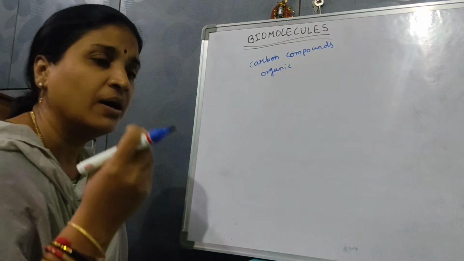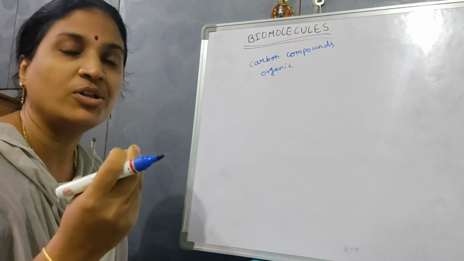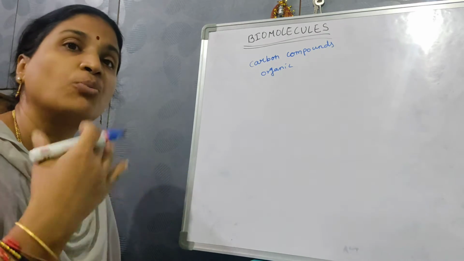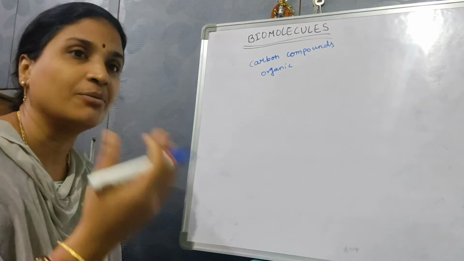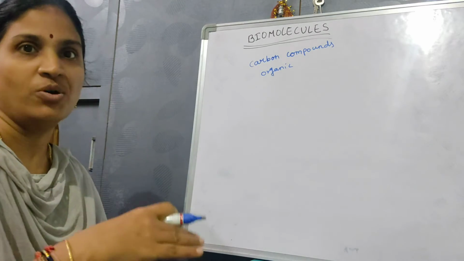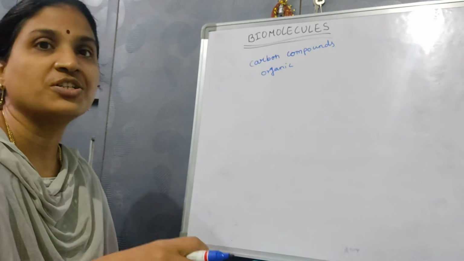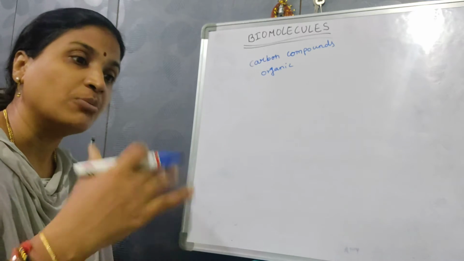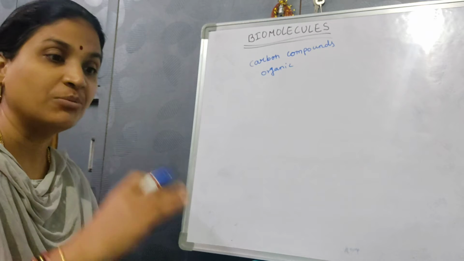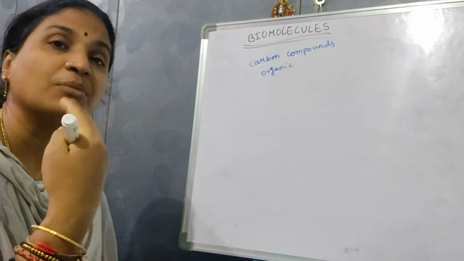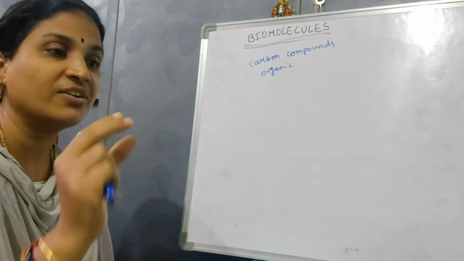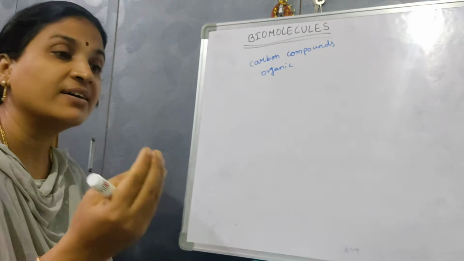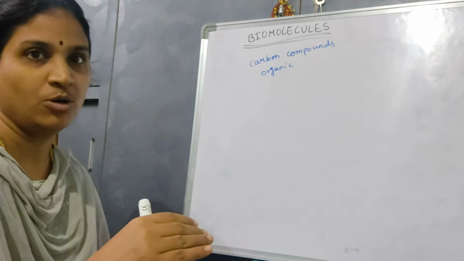So we cannot say that a single molecule is responsible for life. It is the interaction of so many molecules, so many carbon compounds, which makes life possible, which makes the chemical reactions occurring in life possible. The sum of all metabolic reactions is nothing but metabolism. This metabolic reaction is not occurring because of a single biomolecule. It is occurring because of the interaction of so many biomolecules.